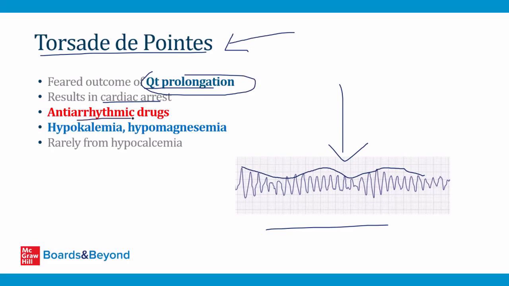Well, there are a number of antiarrhythmic drugs that prolong the QT interval, and this is one of the reasons why those drugs are dangerous. You can also get prolonged QT when you have low potassium, low magnesium, and as we already talked about, low calcium. It's very rare for low calcium to actually cause torsade de Pointes, but hypokalemia and hypomagnesemia definitely do.